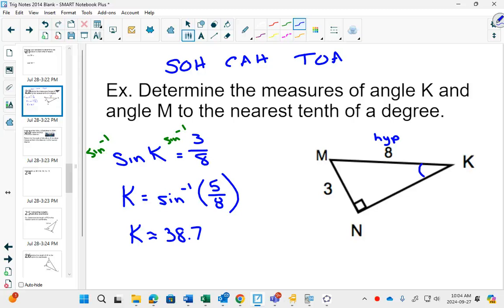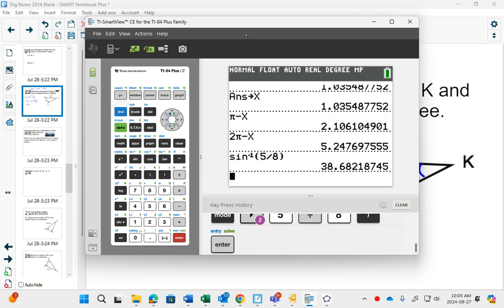My 3 just magically turned into a 5. Have you ever done that on a math quiz? Just randomly changed a number for no apparent reason? Thank you for noticing. That's supposed to be a 3. Can you see that that's going to change our answer? We'll have to retype it into our calculator. So it should have been a 3.